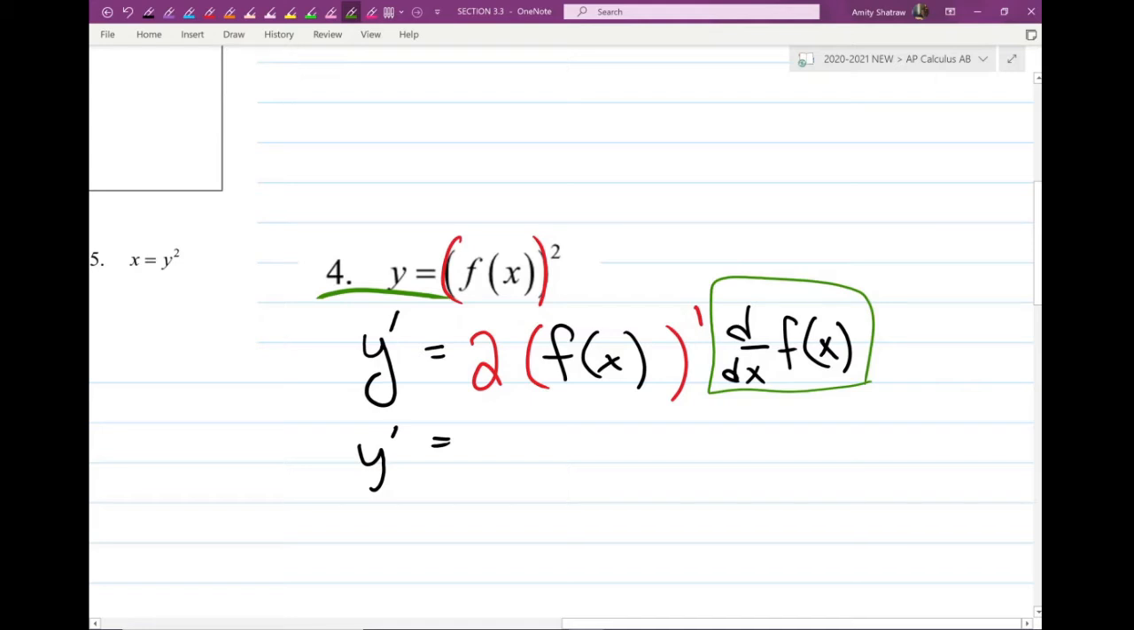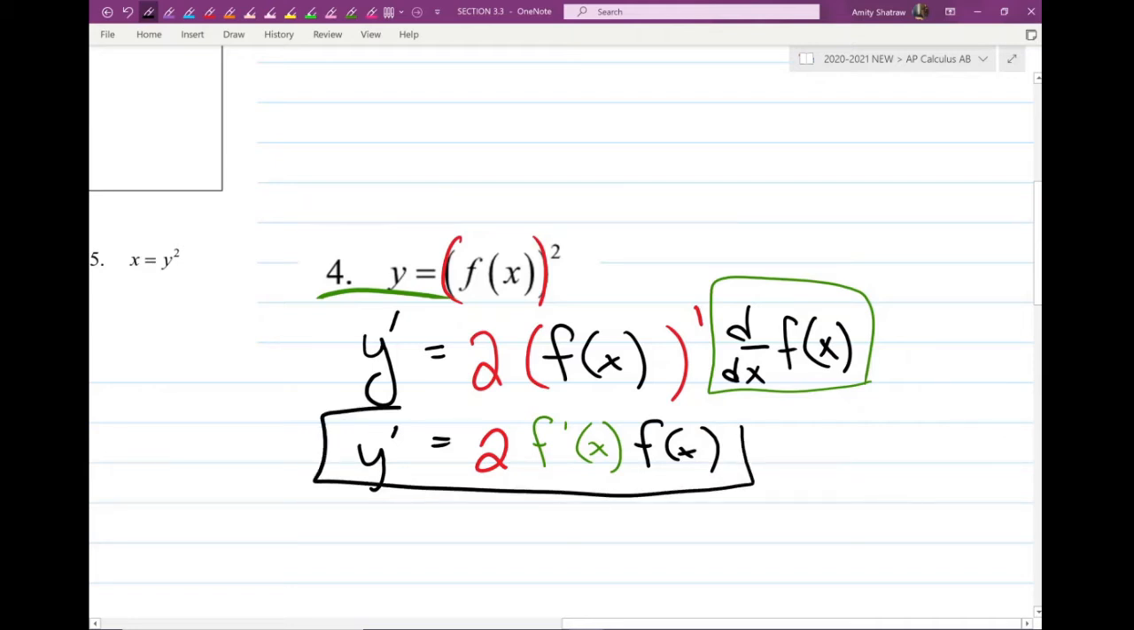Okay, so y prime really equals, ready, what is the derivative of f of x? Well, it's f prime of x. So I should have a 2, and I should have an f prime of x, and I should have the original of the interior function, and that interior piece would be f of x. And that is my answer. Okay? So you're like, well, that was a lot easier. Why don't we just do it that way?